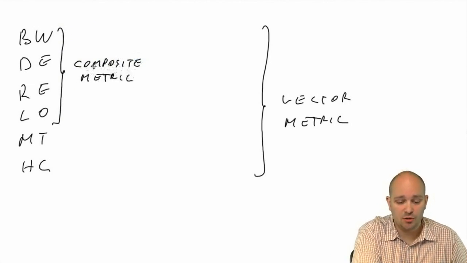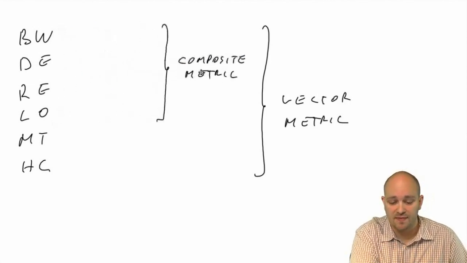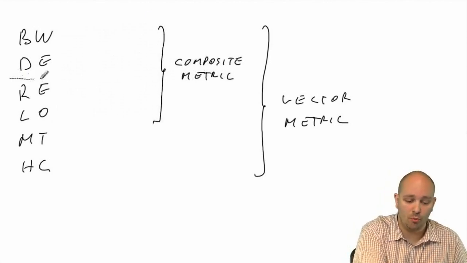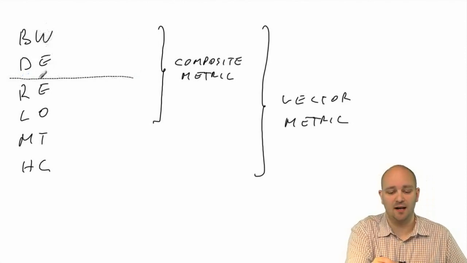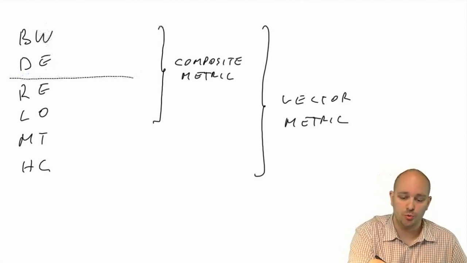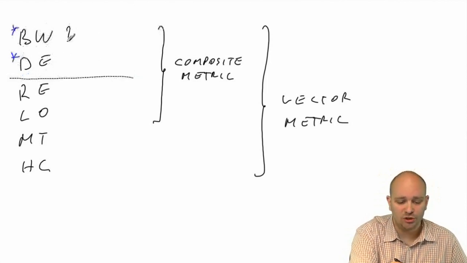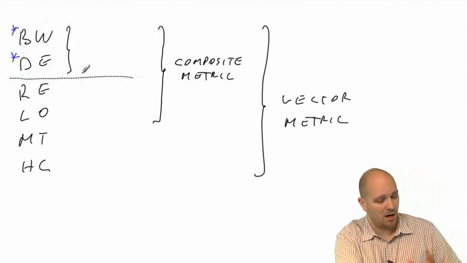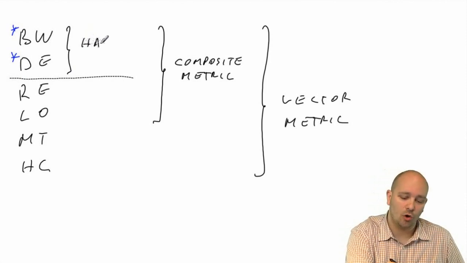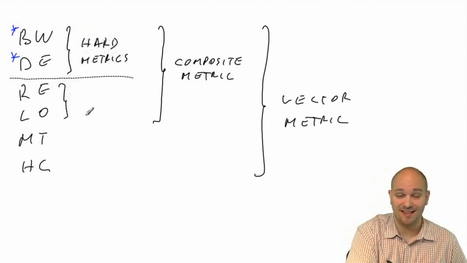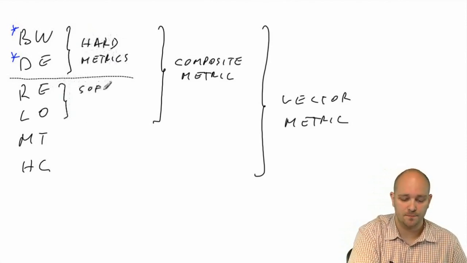So composite metric is going to be calculated using these 4 values. But these 4 values are not born equal. Bandwidth and delay are, first of all, used by default, but also they are something that, and this is my term, I like to call hard metrics. And reliability and load are something that I like to call soft metrics.